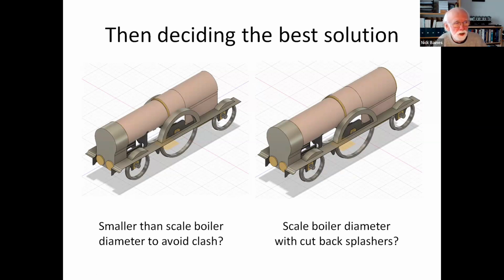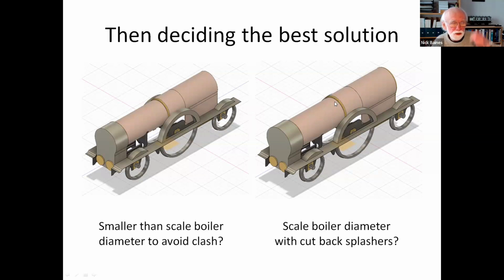And ultimately, it's a personal decision. This one I rejected because I thought that the whole proportions of the loco just started looking wrong. The boiler should be bigger than it looks in this picture here. So I decided that having the splashers cut back was the only really visible downside to going this way, and that's the way that I decided to go. But the nice thing about using the CAD was that I could explore those two quickly and easily and come to a decision before I'd actually started cutting any metal.